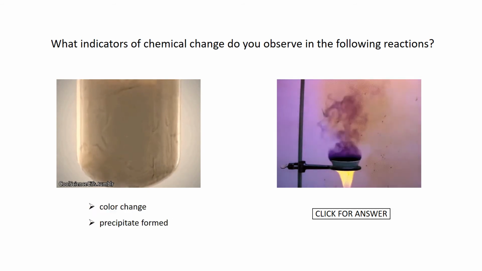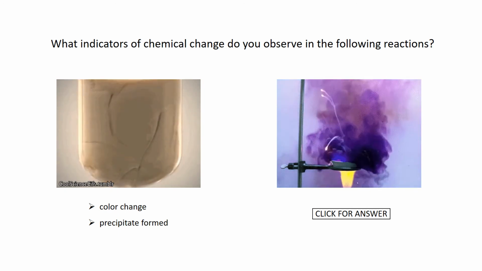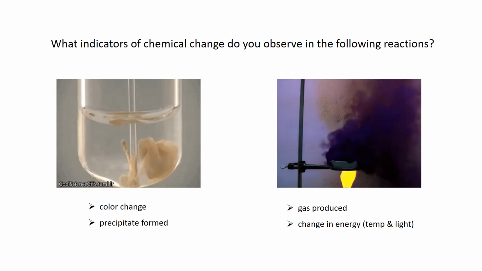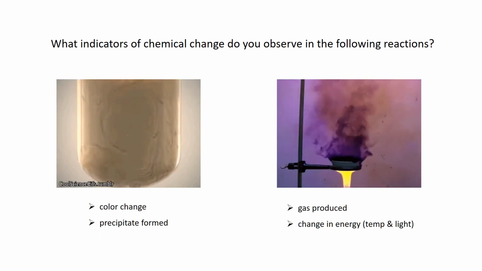In this first reaction, we see a color change and the formation of a precipitate. And in the second reaction, we see gas produced and a change in energy, both in heat and light.